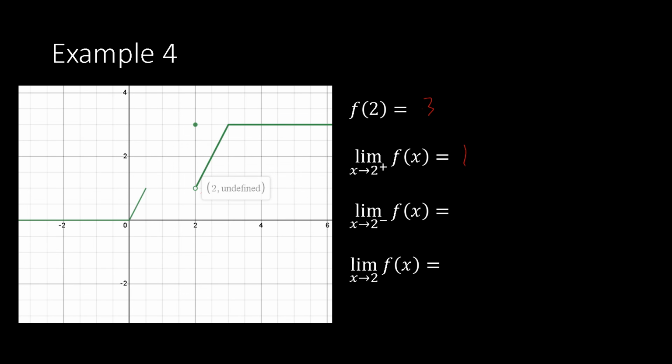But as you can see from the left side, there's actually no definition for the function between 1/2 and 2, so there's actually no value that it's approaching from the left side. So this is undefined. And so in this case, even though we actually did have a defined value for f of 2, since the limit from the right and the limit from the left are not the same, we actually do not have a limit at x equals 2.